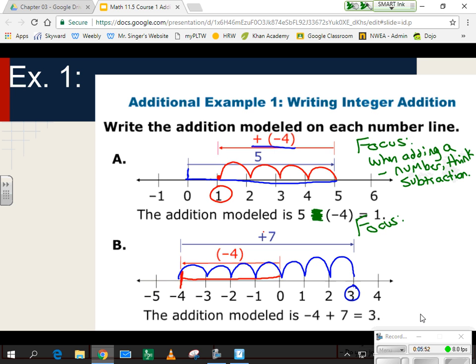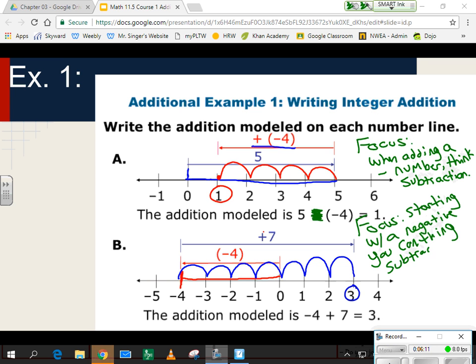is the simple fact that when starting with a negative, you can think subtraction. So what do I mean by that?